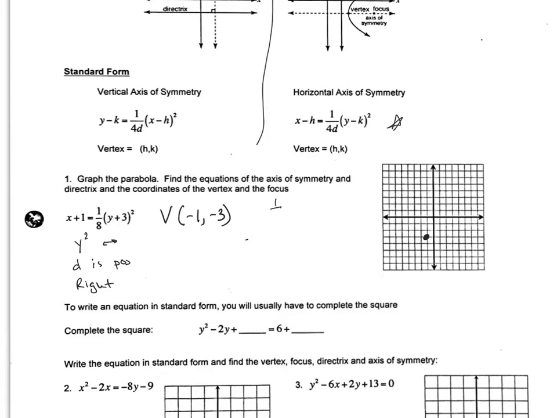So we know that 1 over 8 is equal to 1 over 4d. So that means d is 2. So 2 spaces to the right, or inside, because we know the parabola opens to the right. If we go 2 spaces to the right, that is the focus. I'm going to label these so we can keep track of what they are. So the focus is at the point (1, -3).